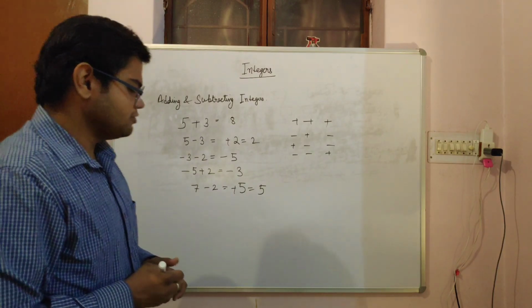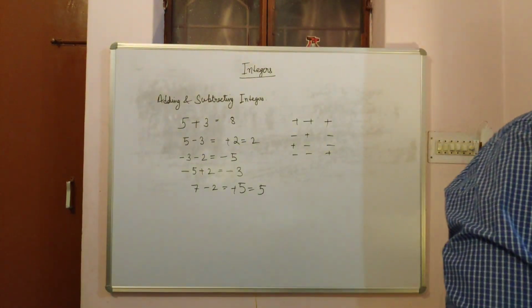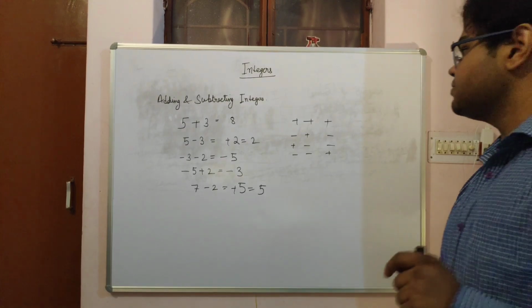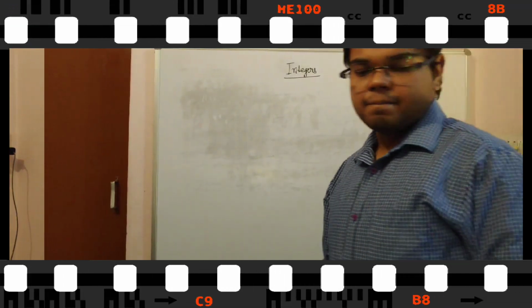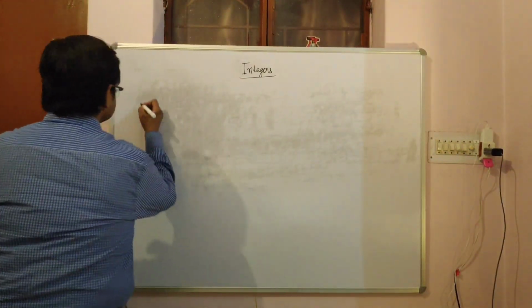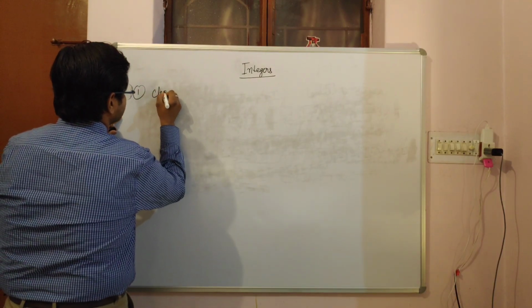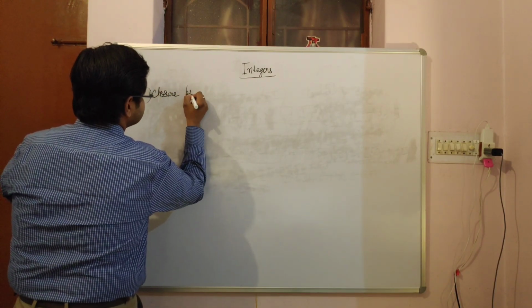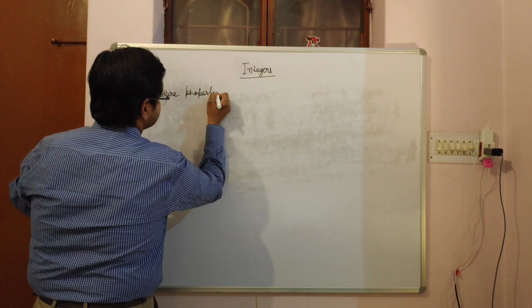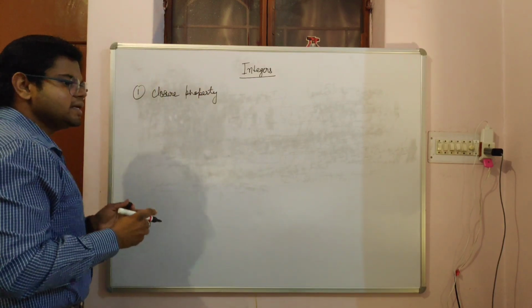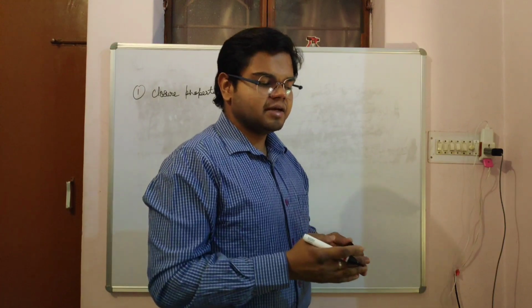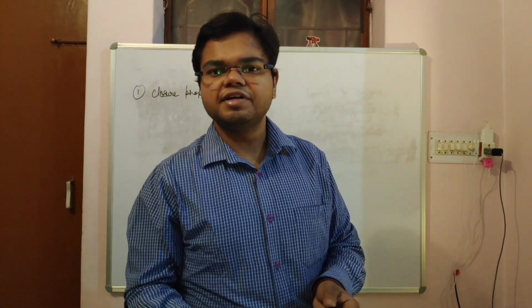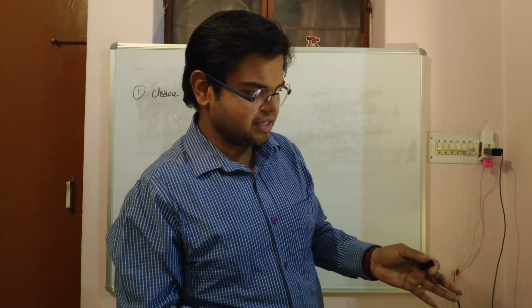Now, after this we have, class, properties of addition and subtraction of integers. The first property that we have is the closure property. And what the closure property means is that addition is closed for integers and subtraction is closed for integers.